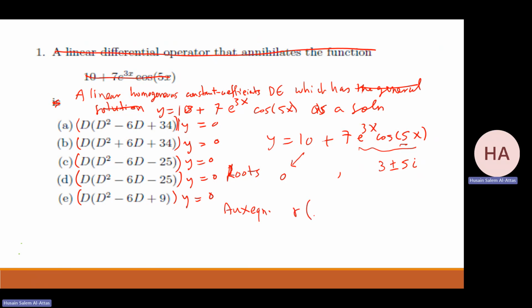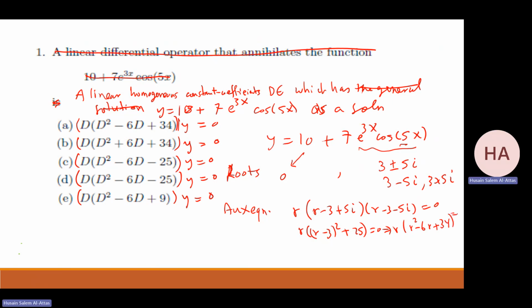It will be r times this. I have 3 roots, 2 roots here, 3 minus 5i and 3 plus 5i. So I have r minus 3 plus 5i times r minus 3 minus 5i equals 0. So I have r minus 3 squared plus 25 equals 0, which means r squared minus 6r plus 34 is equal to 0, because I have 9 plus 25.